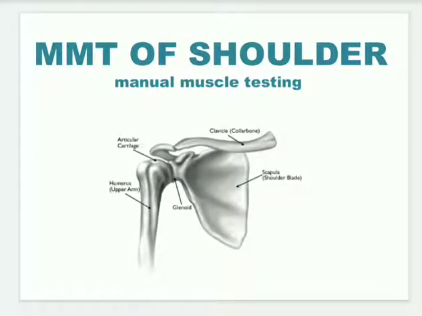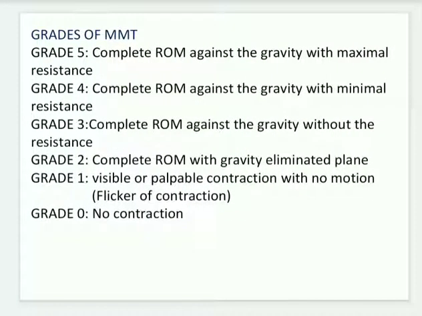MMT of the shoulder joint. What are the actions for the shoulder? Flexion, extension, abduction, adduction, internal and external rotations. The grades of MMT are important while you are assessing the patient.